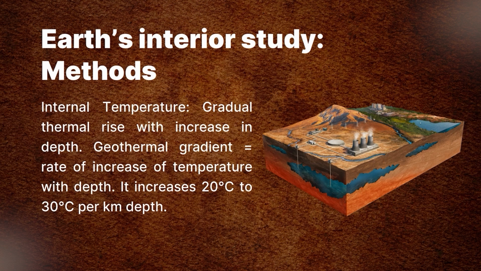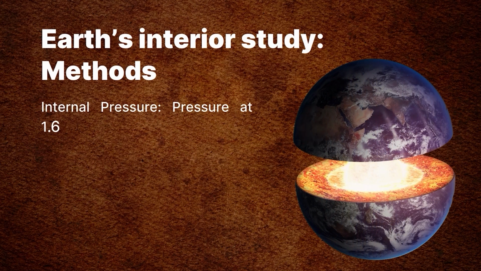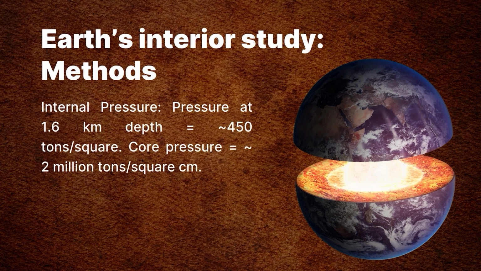The temperature is gradually rising as we go deeper into the earth. There is a gradual rise of 20 to 30 degrees centigrade per kilometer, and it increases till it reaches the core. This increase is consistent, and we call it the thermal gradient.